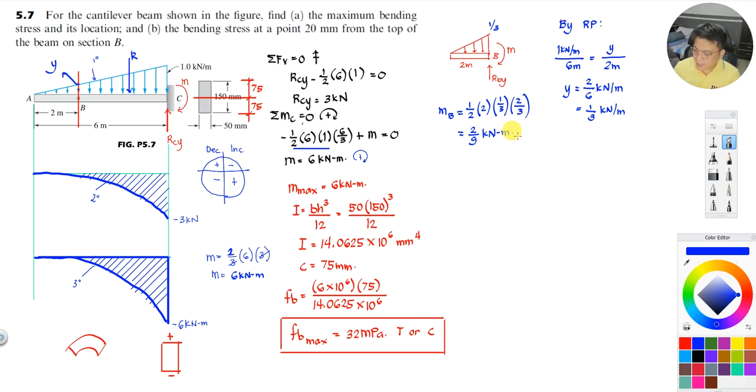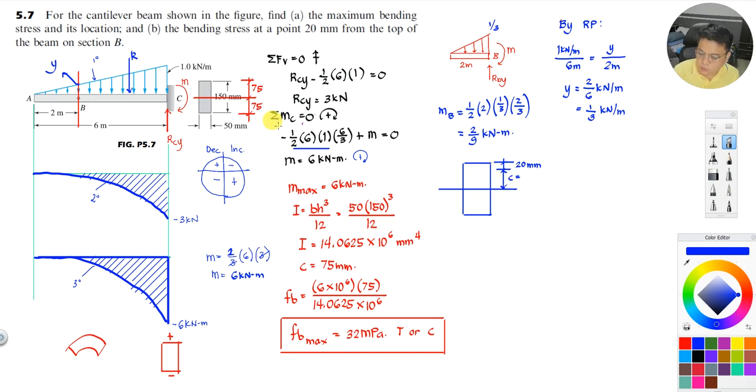Ngayon, since sabi niya, at section B, dapat ang kukunin natin, hindi naman yung pinaka-maximum C. Anong sabi niya? From this one, ang kukunin ko dapat is 20 millimeters from top. So, if this is 20 millimeters, ilan to? So, this now would become your C.